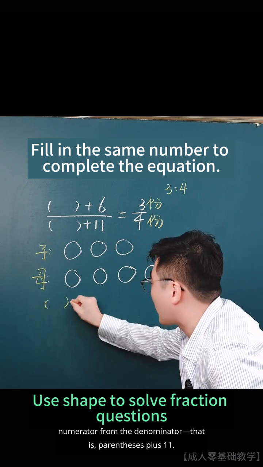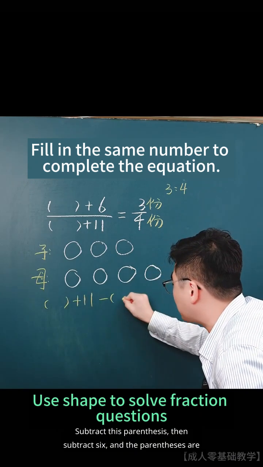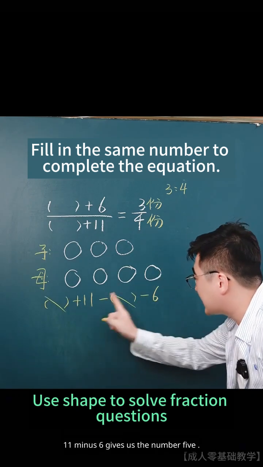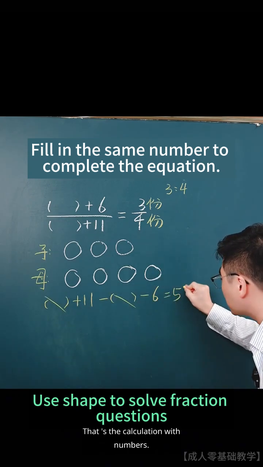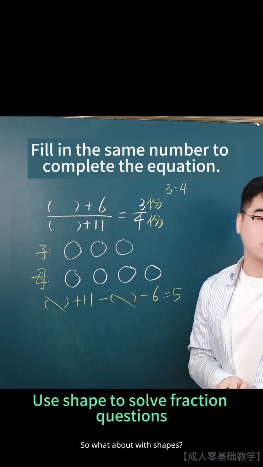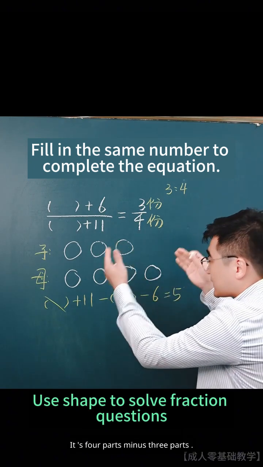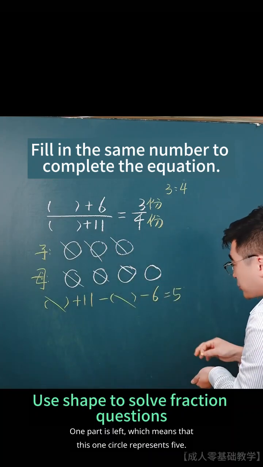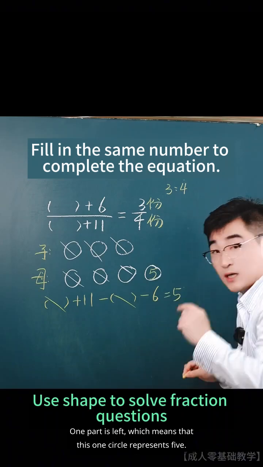That is, parentheses plus 11, subtract this parenthesis, then subtract 6, and the parentheses are gone. 11 minus 6 gives us the number 5. That's the calculation with numbers. So what about with shapes? It's 4 parts minus 3 parts. 1 part is left, which means that this one circle represents 5.